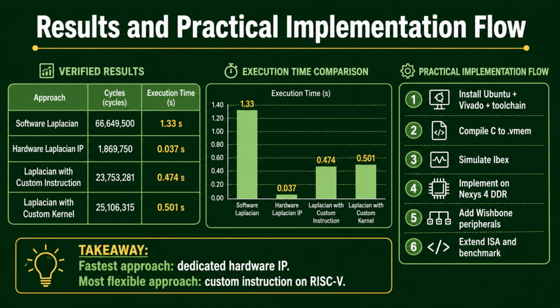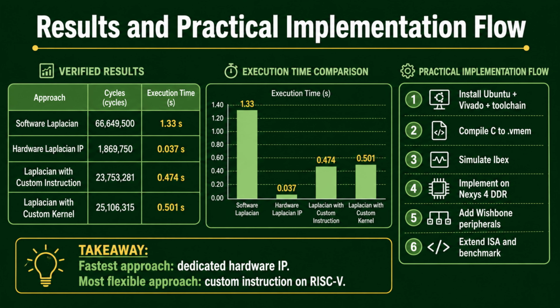The complete practical workflow therefore looks like this. Start with Linux and install Vivado and the RISC-V GNU toolchain. Compile a simple C program and generate the memory initialization file. Implement and simulate Ibex. Program the Nexys 4 DDR FPGA. Add the Wishbone interconnect and peripherals. Integrate the OV7670 camera and VGA display. Implement and verify the image processing algorithm.